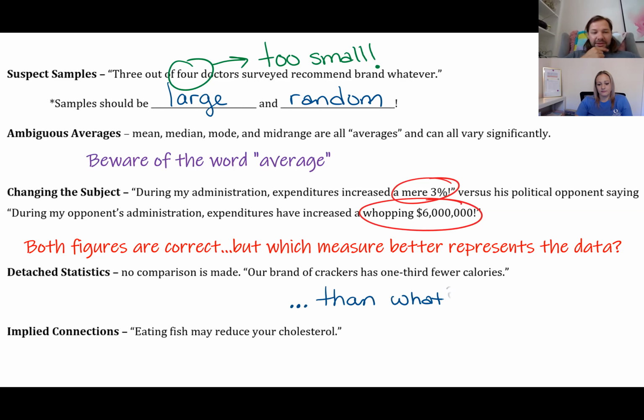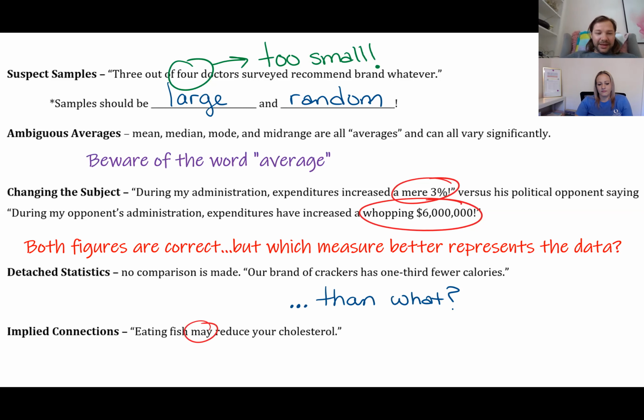Okay, and finally, you should be very wary of detached statistics. So when no comparison is made at all, this is where marketing experts always use things like that. They say our brand of crackers has 1/3 fewer calories. 1/3 fewer calories than what? Than peanut butter, than chocolate, than other cracker brands? They're kind of hoping that you think it's based on 1/3 fewer calories than Triscuits or something, but there's no reason to say that that's what they actually did.